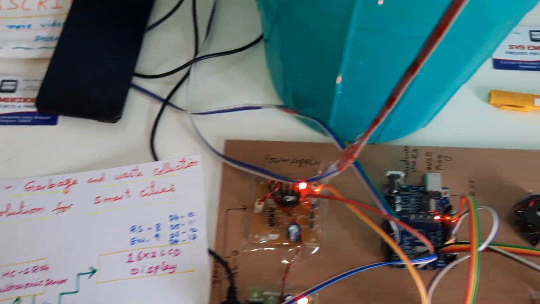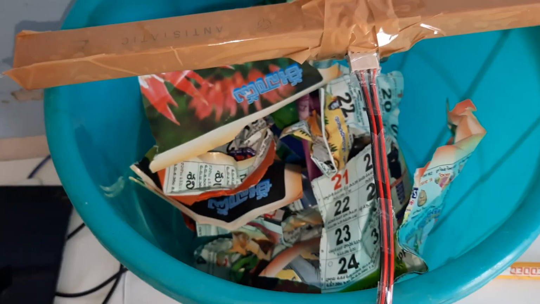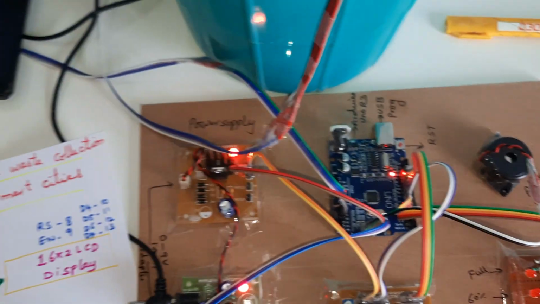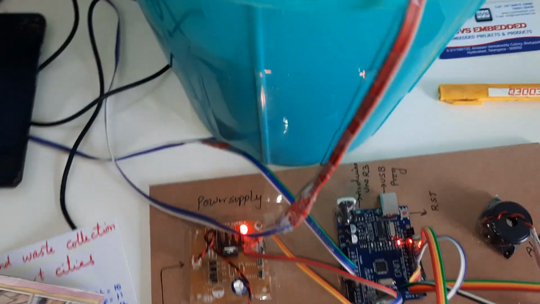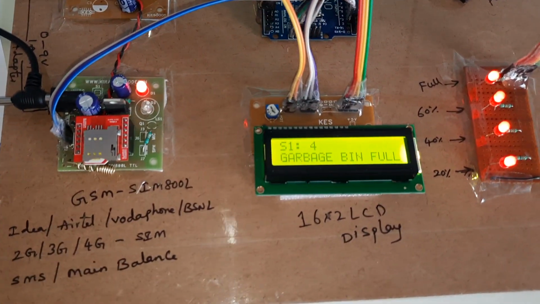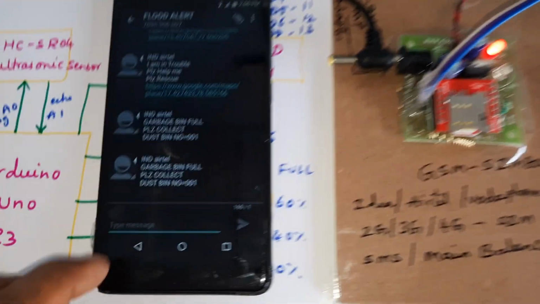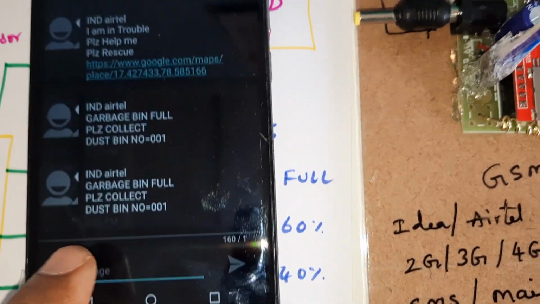Now I'm inserting some particles in this. Okay, 20%. Okay, 60%, 40%. When it reaches 5 centimeters and below, garbage bin full. Time is 2:06 PM.